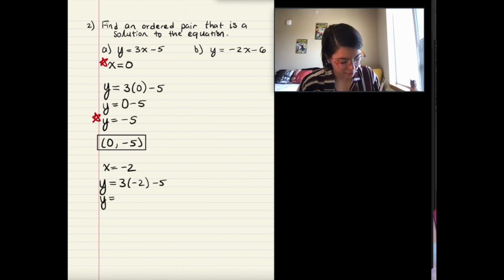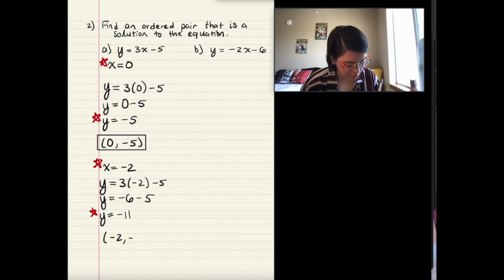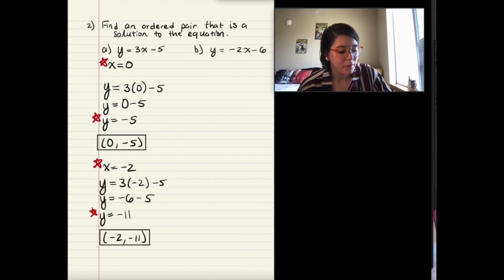So y is equal to 3 times negative 2, which is negative 6. We still have this minus 5 here, so minus 5. So y is negative 6 minus 5, which would give us negative 11. So we have an x coordinate of negative 2, y coordinate of negative 11. So we can write that as a coordinate pair. Negative 2, negative 11. For part B, we have y is equal to negative 2x minus 6.